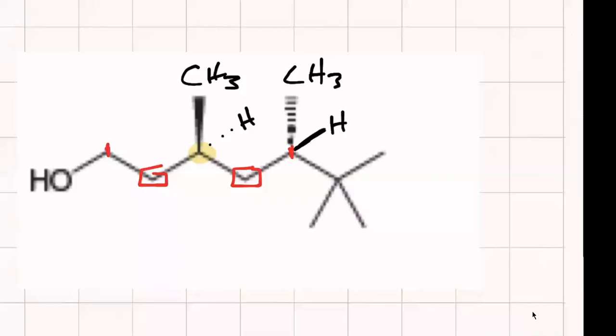It's one of the IUPAC rules. If it wasn't branched, if it was just a carbon connected to another carbon, it would be different. But the fact that there's a branch point means it actually is higher in priority than the other carbon.